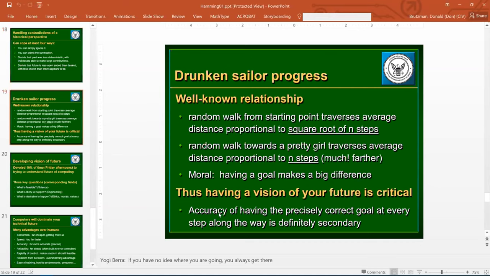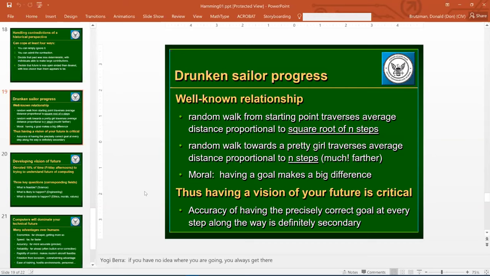Okay, and then utterly classic story. Listen to him at least three times on the drunken sailor story and the random walk. And if the sailor sees the pretty girl, suddenly it's not a random walk proportional to square root of n, but it's linear, and you have to have a goal. He doesn't care what your goal is. You have to have a goal, or it's unlikely that you're ever going to do anything that isn't just sort of around where you started. He talks about the people who work very hard, but nothing really seems to happen much around them.